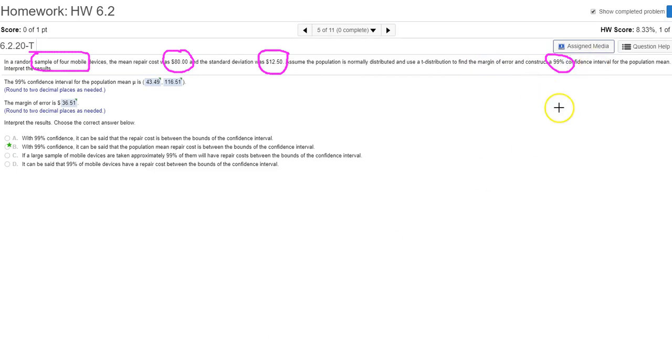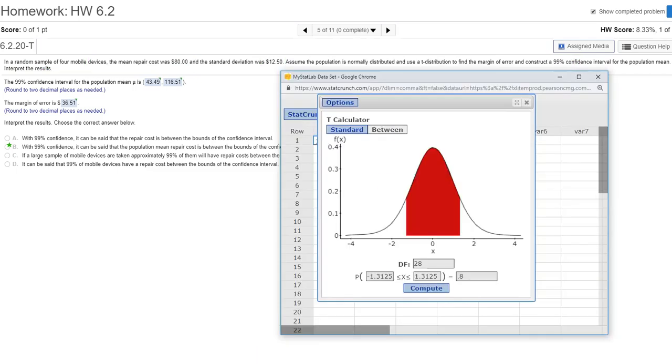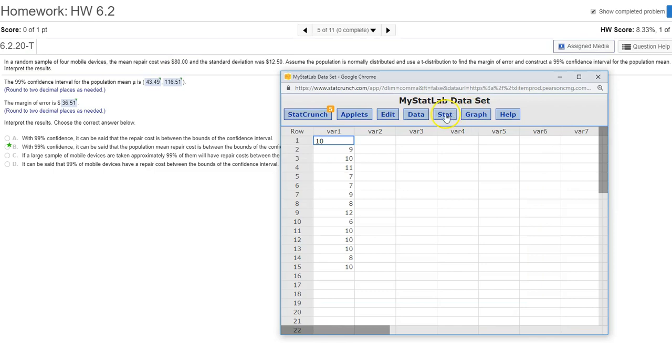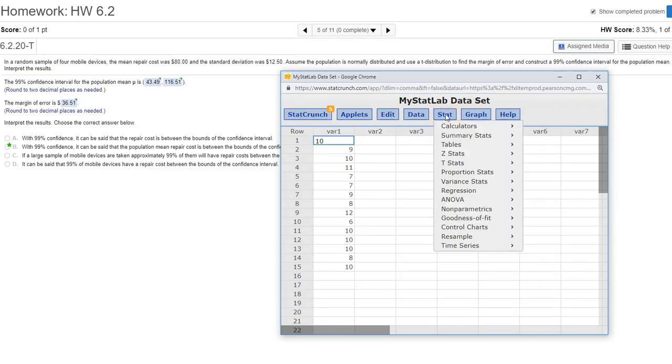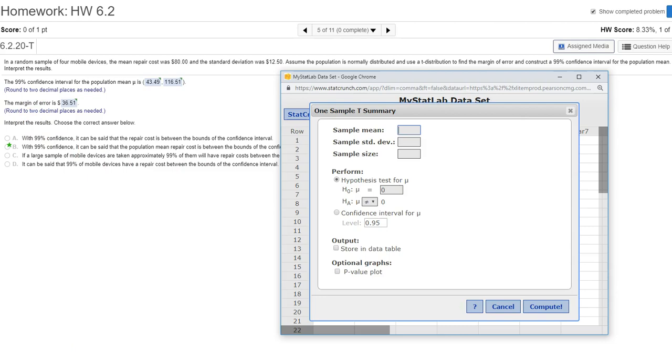So let me go ahead and open my, oops, I have to turn this off. So I'm going to go with Stats. Remember, when you find confidence intervals, you go to T-Stats, 1 sample, and this is summary. Because they already gave me the mean and the standard deviation, which are the summary of my data, I'm going to use summary. So the mean goes in the mean place. Standard deviation goes right here. And sample size 4 goes right here.